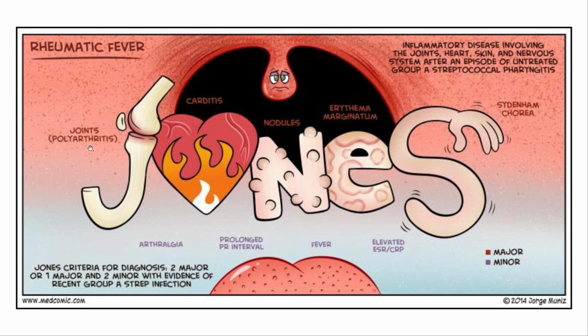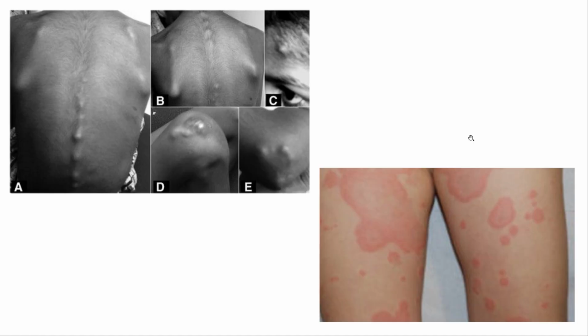The Jones criteria. J for joints, they've got pain in the joints. O for carditis, because O looks kind of like a heart. N for nodules, E for this rash, erythema marginatum, and S for Sydenham chorea. It kind of looks like epilepsy, and it's to do with this inflammation of the basal ganglia during rheumatic fever.